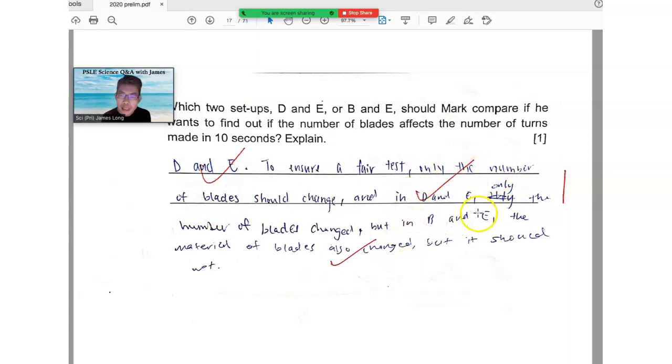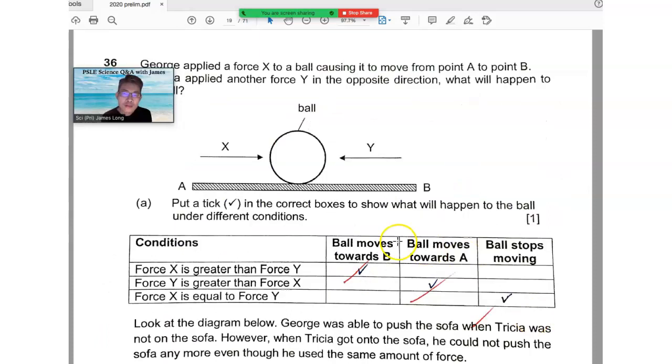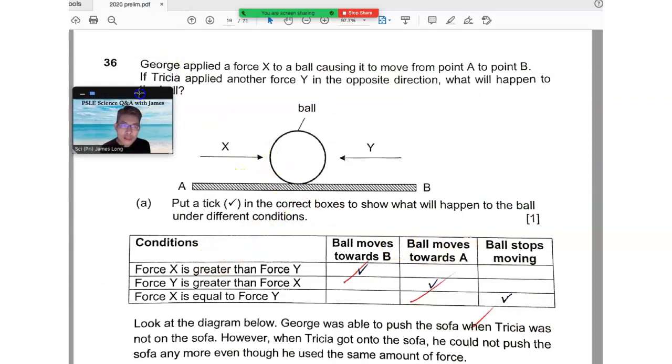So, but in B and E, what's wrong with B and E? Talk about what's wrong with it. The material of the blades will also change. So there were two change variables here. That's why this answer is much better. You get full marks for it. This one is a give you free mark question. So study the question carefully, please.